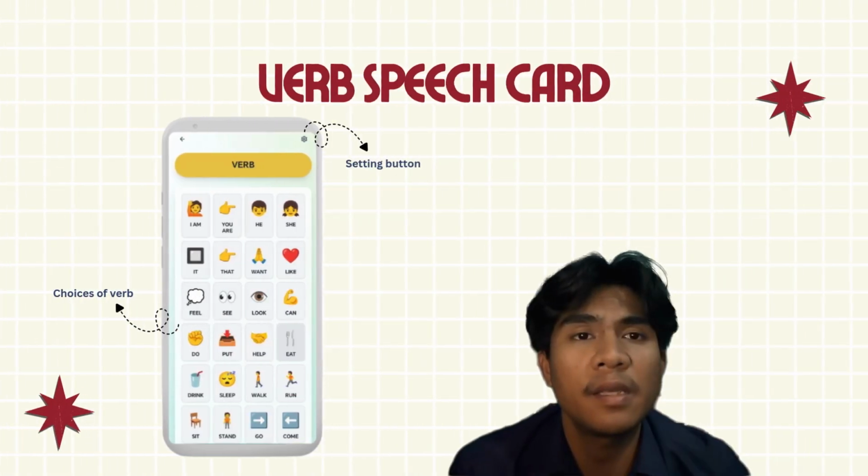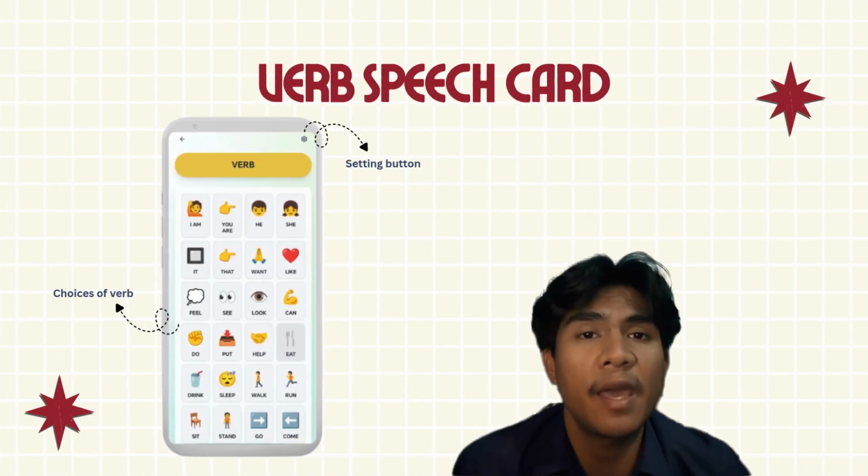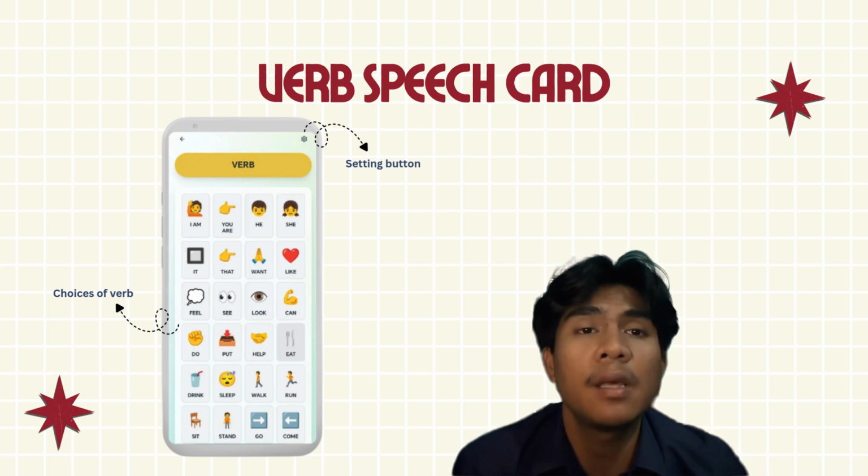For the verb cards, it includes words such as I am, you are, he, she, it, want, like, feel, can, look, see, do, put, and help. These word cards allow users to connect feelings and tools into meaningful sentences. For example, a user can select I am and sad, or I feel and happy. This page is important because it turns individual cards into real communication. Instead of single words, users can express full thoughts in a structured and simple way.